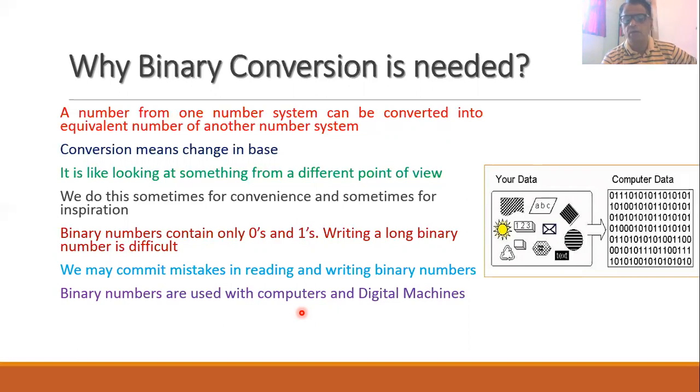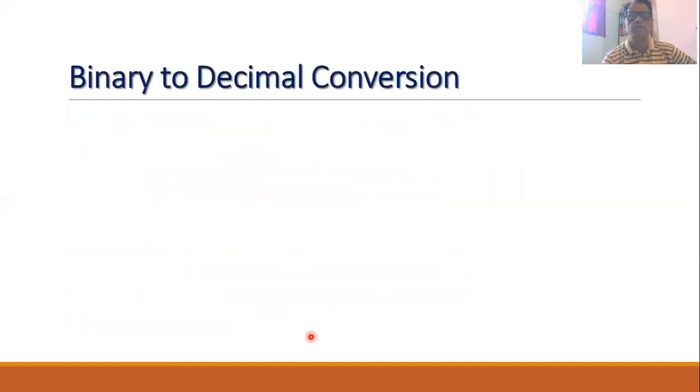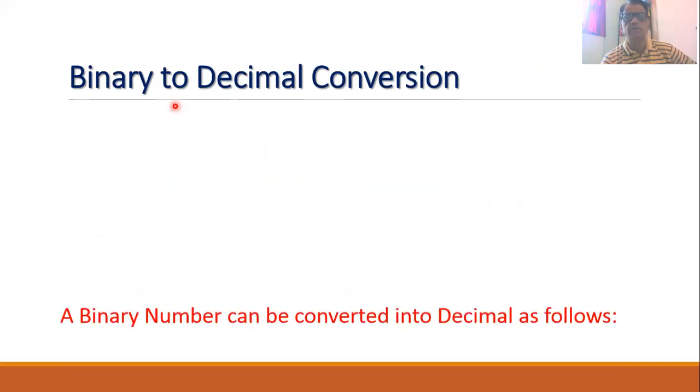And therefore, it is mandatory for us to convert these numbers into equivalent numbers of other number systems such as decimal, octal, and hexadecimal. So in this session, we'll be understanding how a binary number can be converted into a decimal number, octal number, and hexadecimal number. So let us start our discussion with the first conversion, that is binary to decimal conversion.